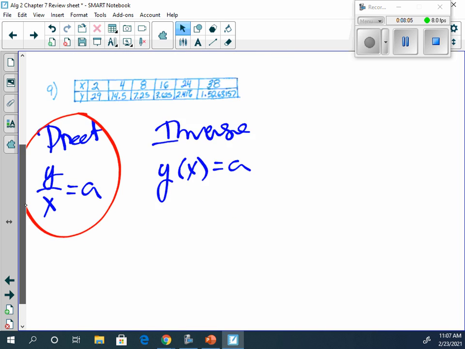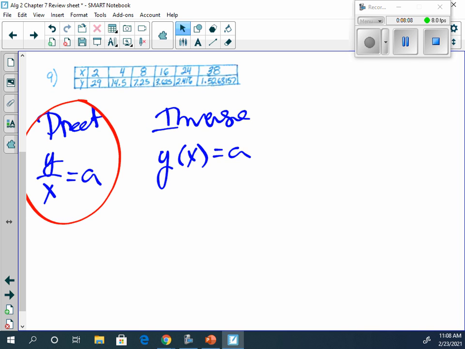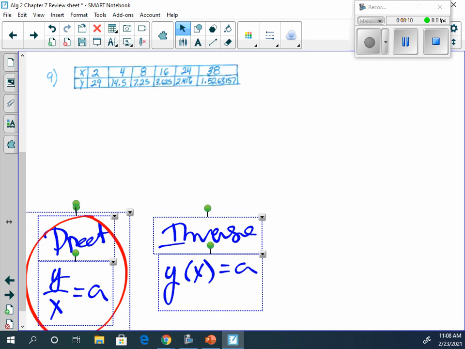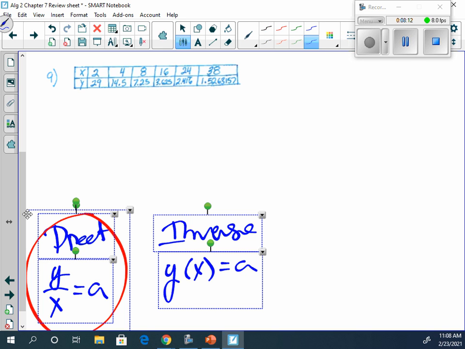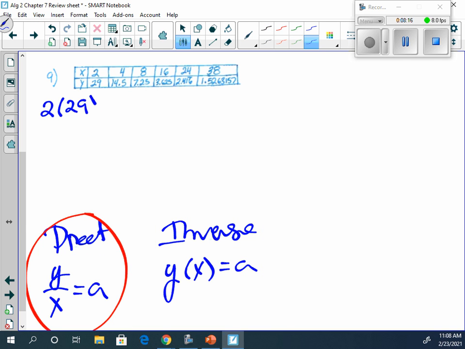Let me scroll the page up a little bit. So we'll look at number 9. I'll start off with multiplication. 2 times 29. Multiplying these together, 2 times 29, we get 58. And if you're wondering why I decided to multiply first, well, I like multiplication a little bit better. There's no real rhyme or reason which one I decide to use first, direct or inverse. Pick one and go with it.